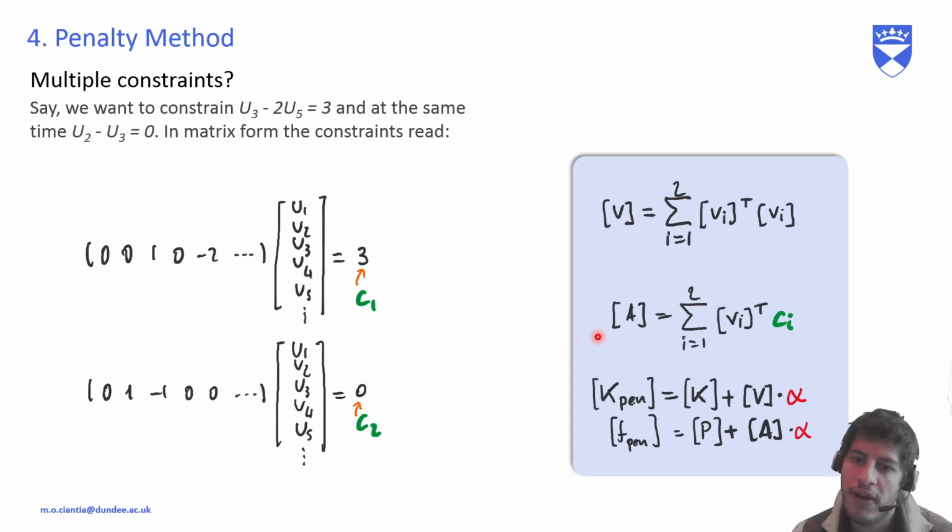And then to modify the right-hand side, for each constraint, we impose Vi transpose times the coefficient Ci to the right-hand side, multiplied by alpha. Okay, so F penalized is equal to P, the equivalent nodal load vector, plus A, that is this vector here, times alpha. So this is how you impose multiple constraints.